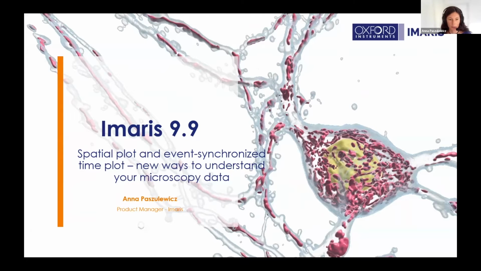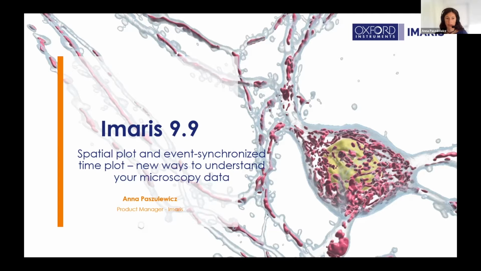Today, I would like to focus on some small parts of Imaris, being the spatial plot and the time synchronized plot, because they are very important to understand your data and to understand what is inside. So very often, spatial distribution of biological objects and the relative spatial distribution between two biological objects is related to their function and can show some interactions. So this is an important part.